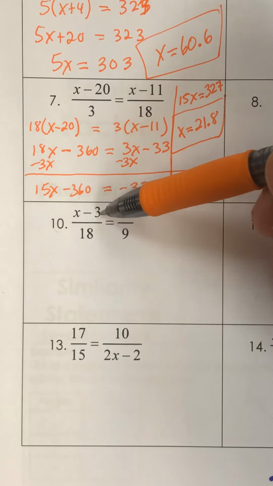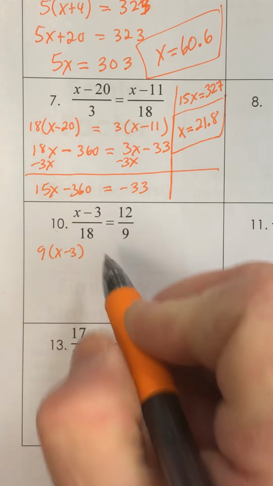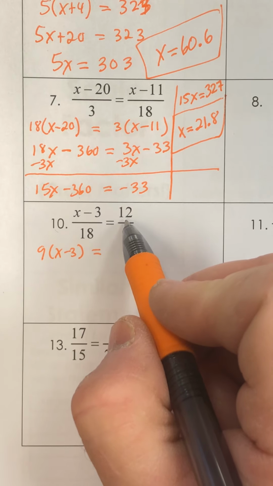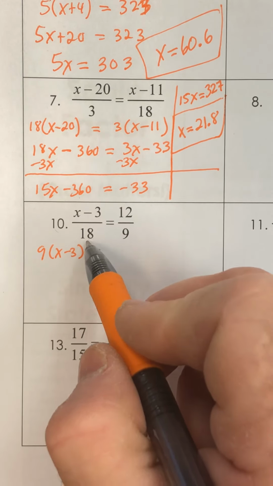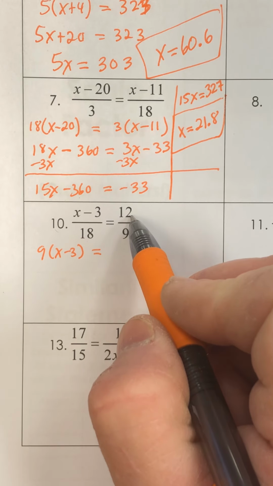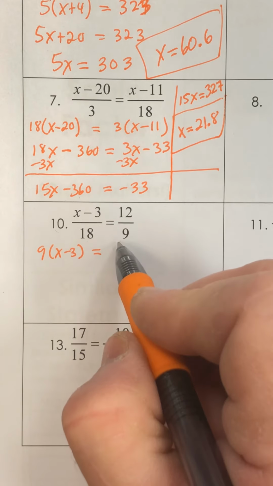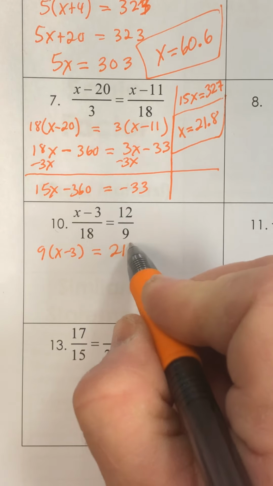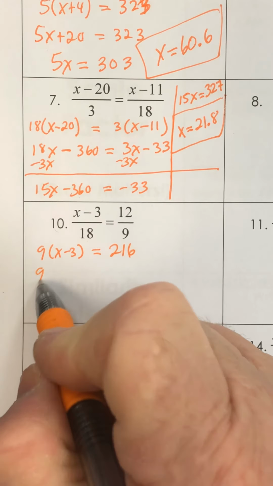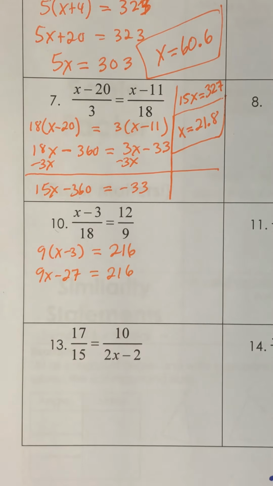Cross multiply. X minus 3 times 9. So that's 9 times x minus 3 equals 18 times 12. 18 times 12. 18 times 10 is 180. 18 times 2 is, sorry, 36. So 180 and 36, what is that? 216. Okay. And then multiply the 9 through, so 9x minus 27 is going to equal 216.